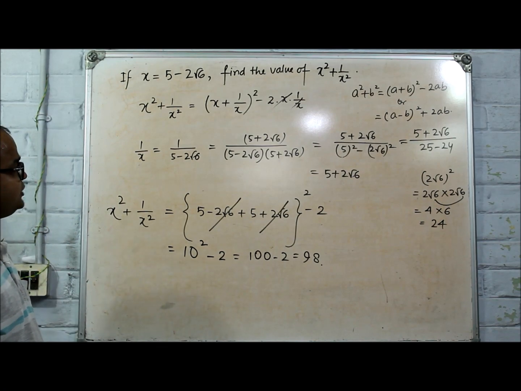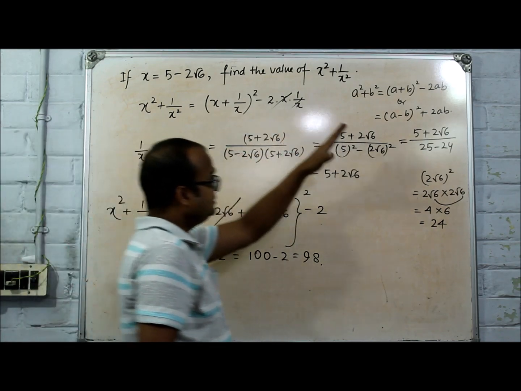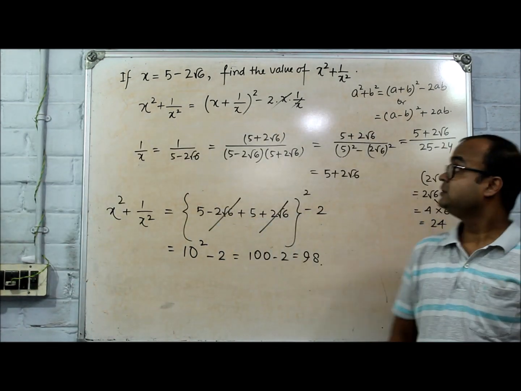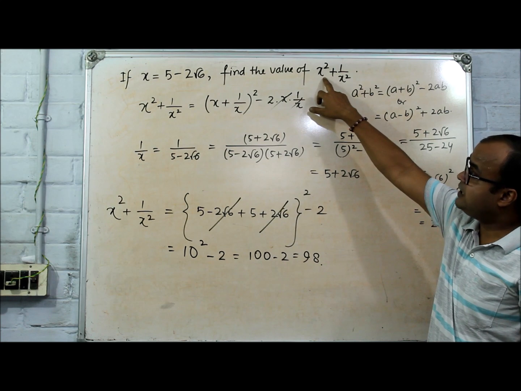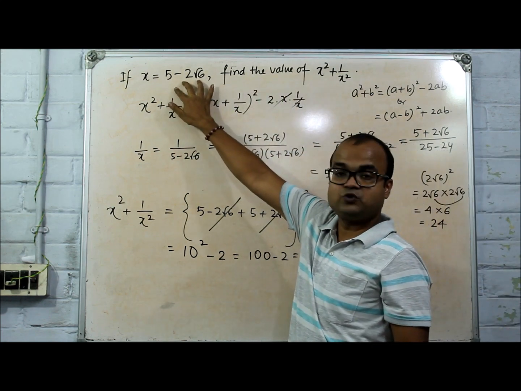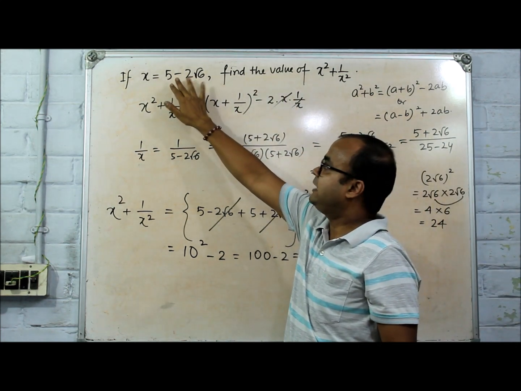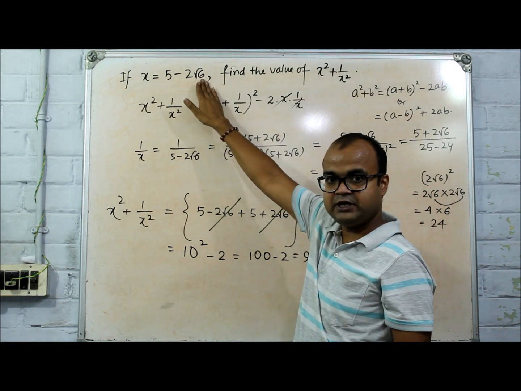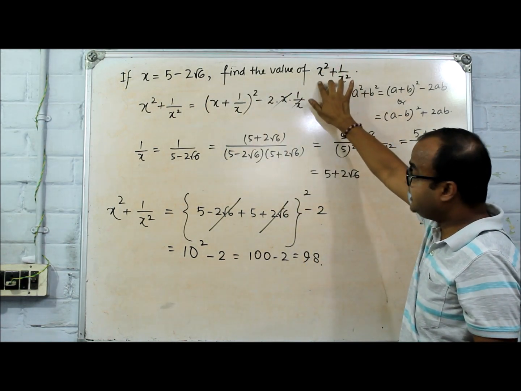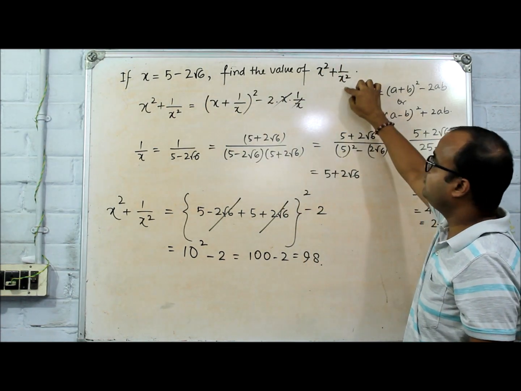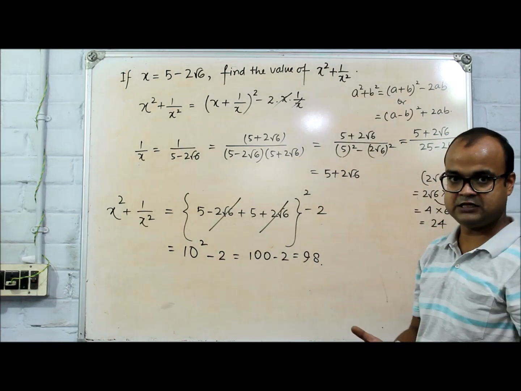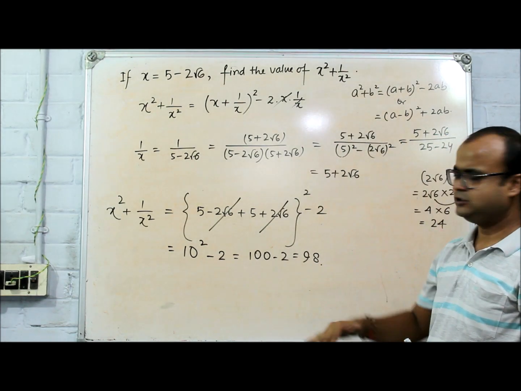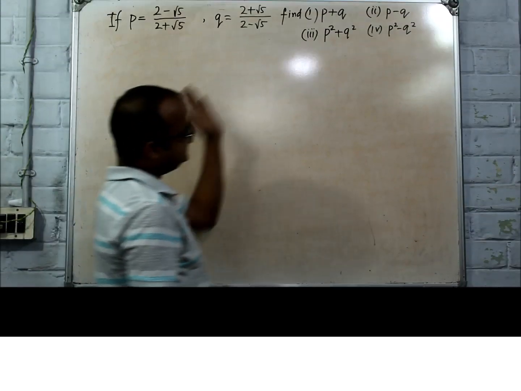There is another way to find out. You may try x square. Find out the square of this term by applying a minus b square. Then once you get x square, find 1 by x square by rationalizing, and then add the two results. You will get the same answer. Let us discuss this problem.